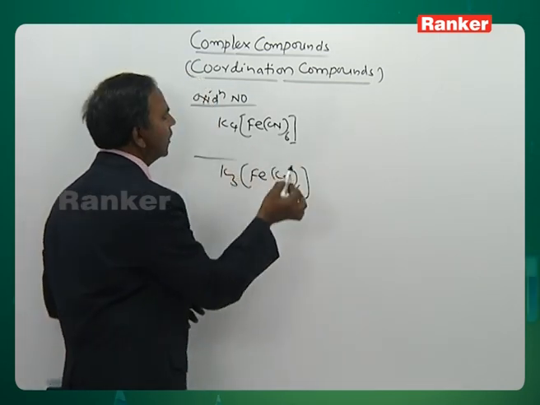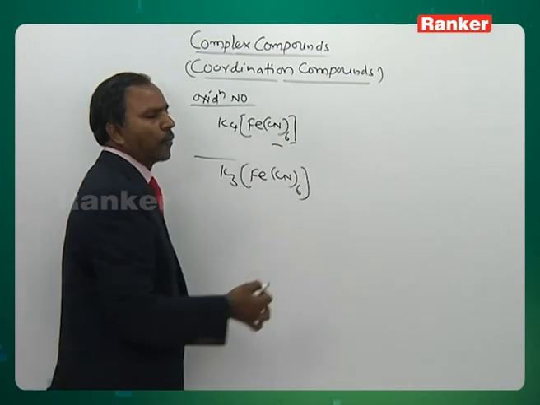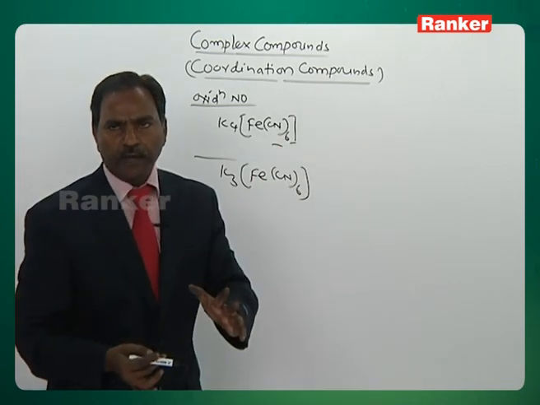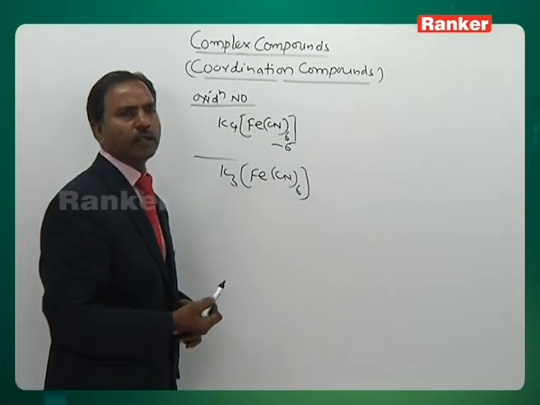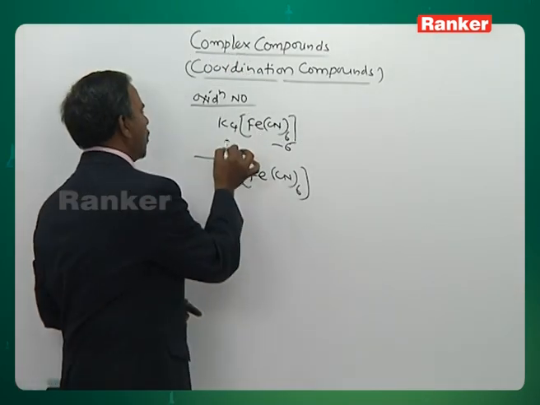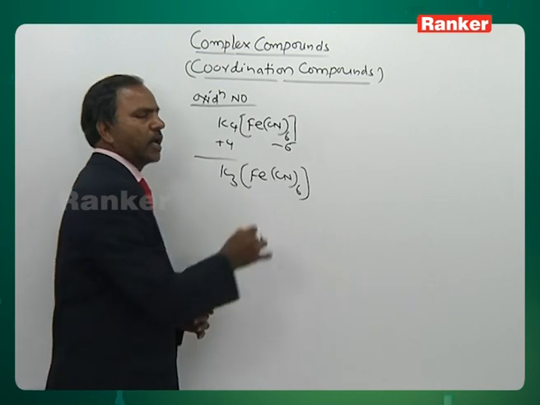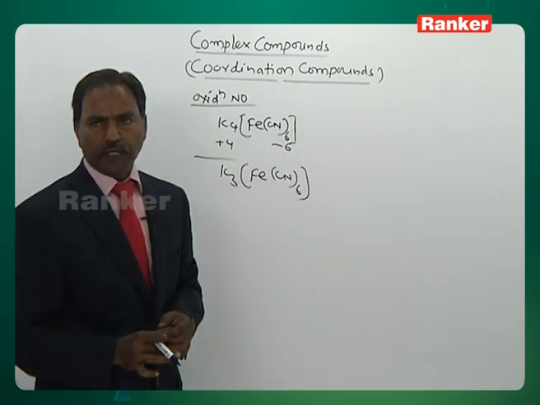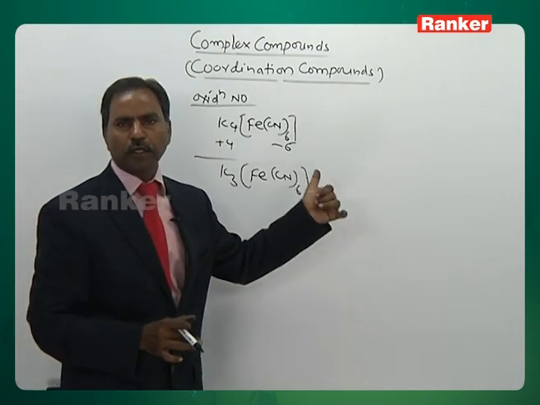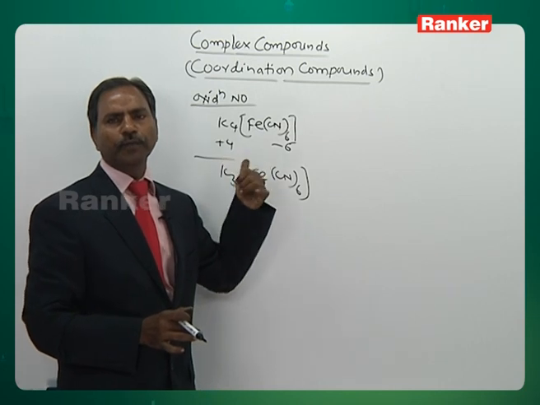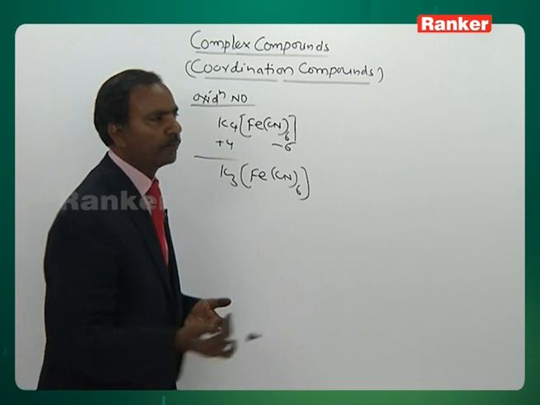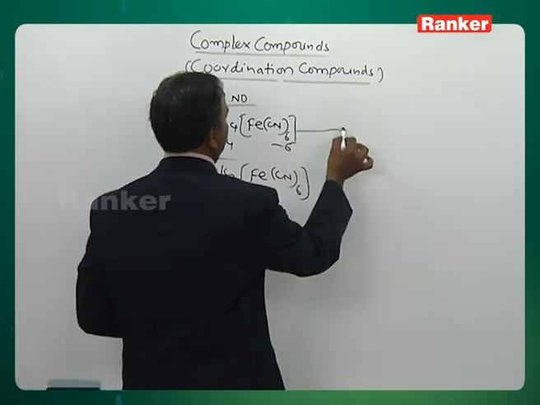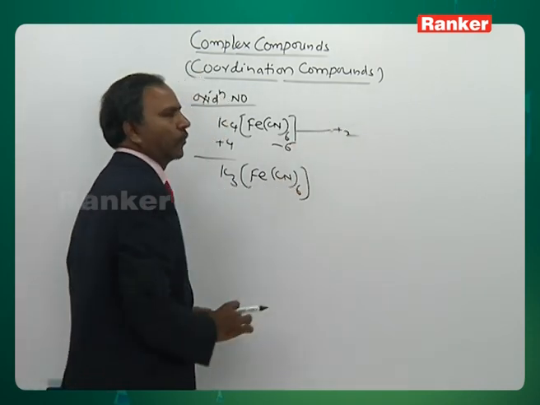First check how many negative charges are there in the complex. Six charges are there. How many positive charges? Four potassium ions, plus 4. Out of 6 charges, 4 are satisfied by potassium, and the remaining 2 by iron. Therefore the iron oxidation number is plus 2. Easy way of calculation.